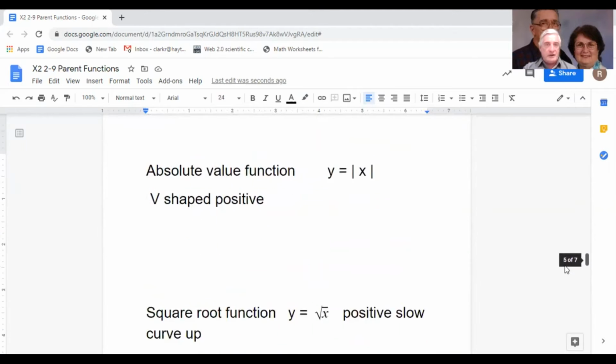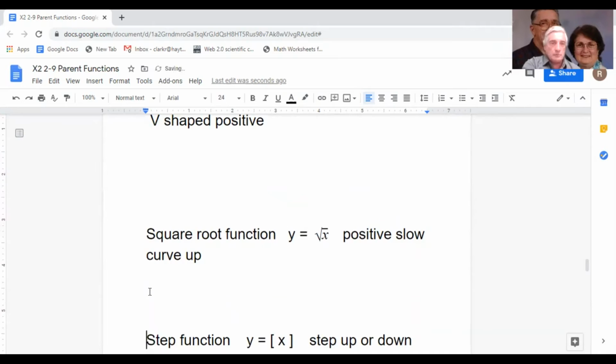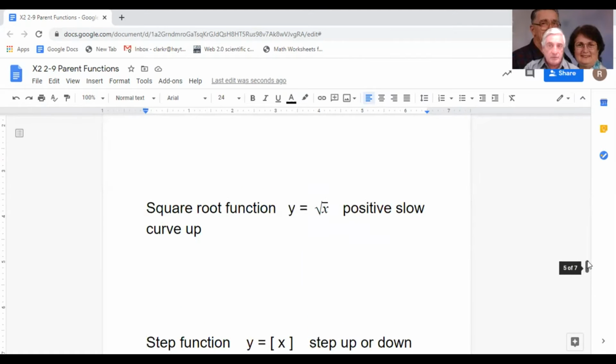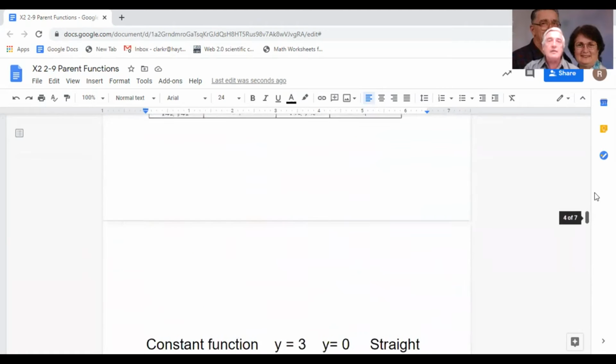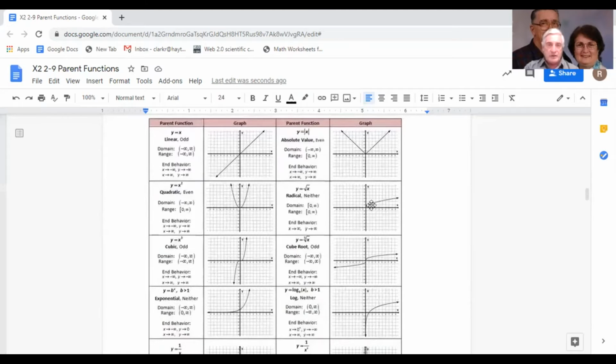What else do I have down here? I have a square root function. Y equals square root. It's a slow curve that goes up like that. It's always going to be in quadrant 1 because square roots come out positive. So we are looking for a square root function. Looks a lot like this. It goes up in a slow little curve. It's in quadrant 1.